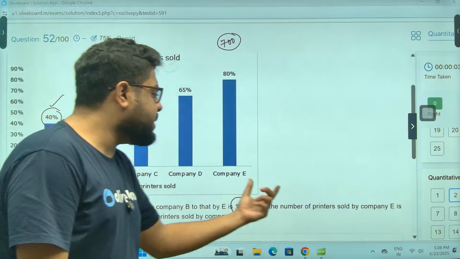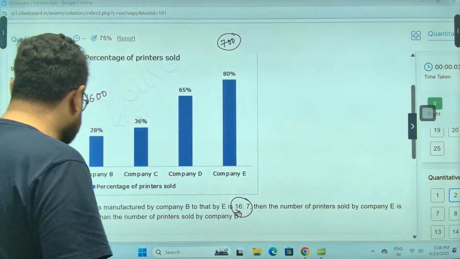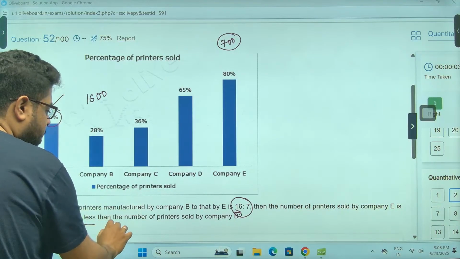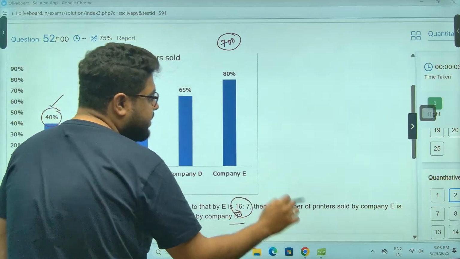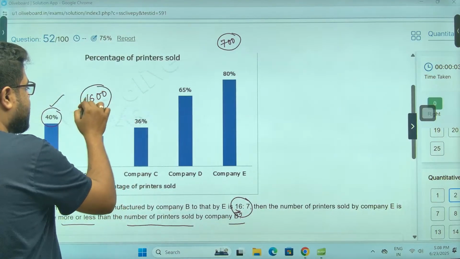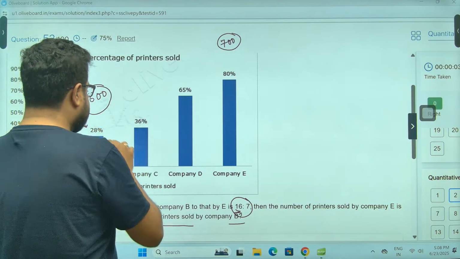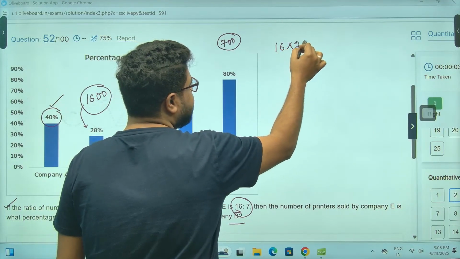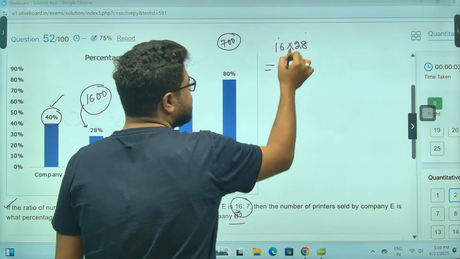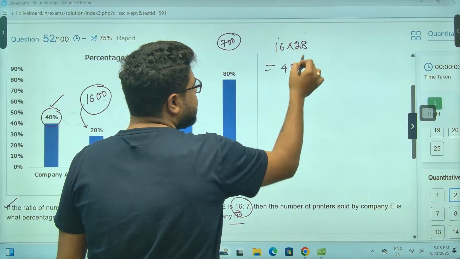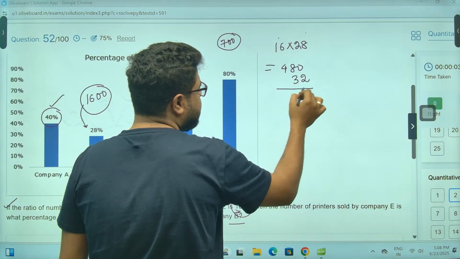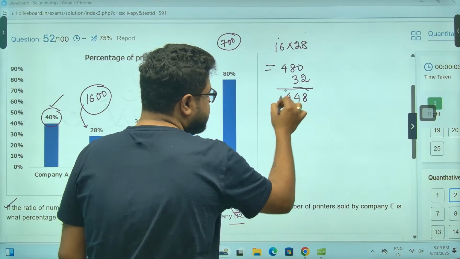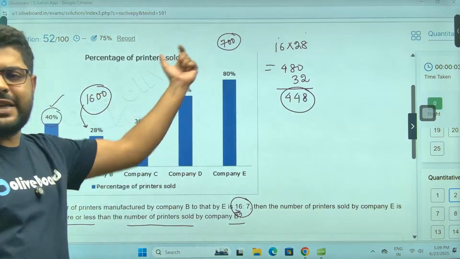Then the number of printers sold by E is what percentage more or less than the number of printers sold by B? Sir, how much did B sell? 1600 into 28%, meaning 16 into 28. So it's very simple. 16 threes are 480, minus 16 twos are 32, so 448. Sir, what about company B?